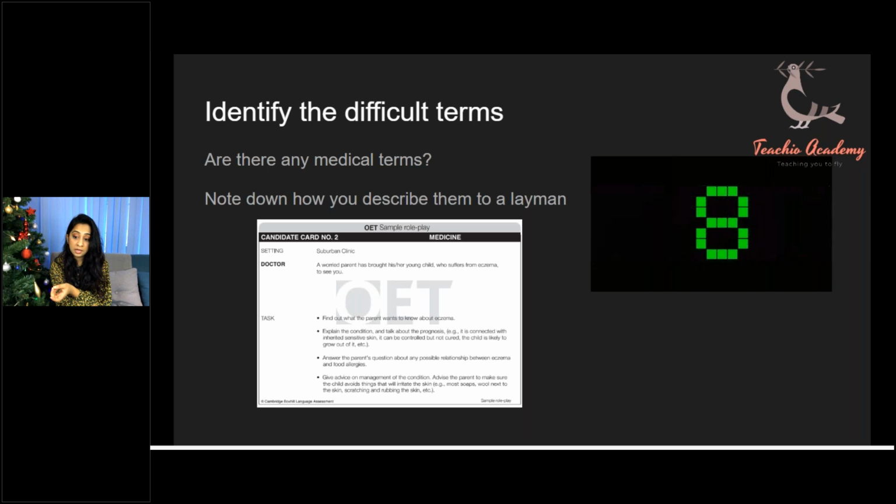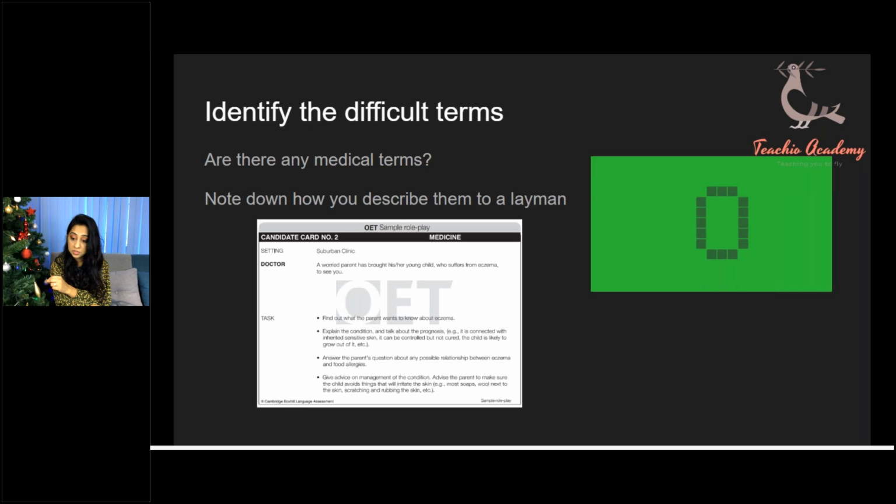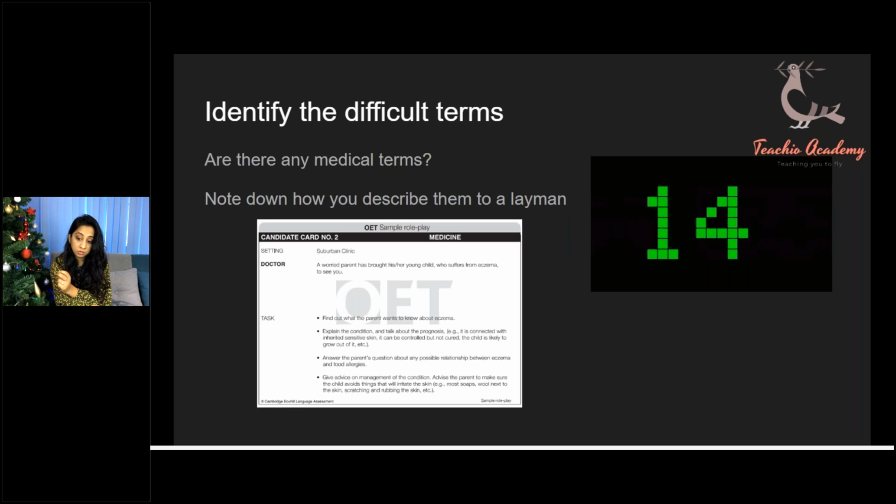So if you look at this scenario, can anyone just tell me, what do you think are the difficult terms in this role play card? What you would like to identify as a difficult term, which might need a little bit more extra explanation to your patient?